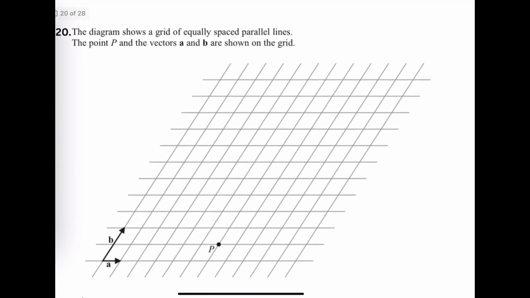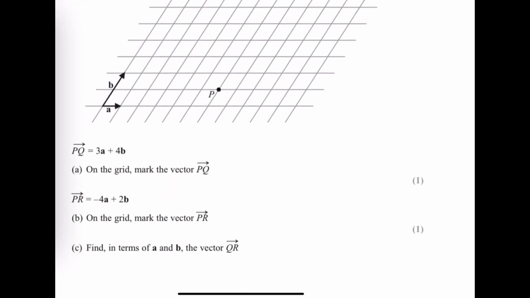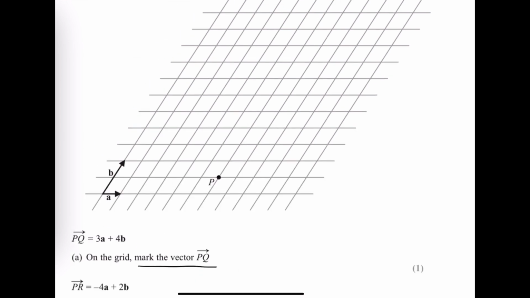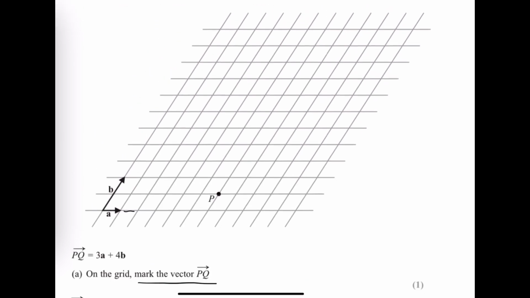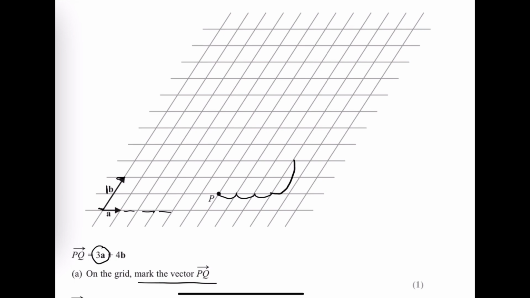Okay, so question 20. The diagram shows a grid of equally spaced parallel lines, and the point P and vectors A, B are shown on the grid. So PQ over here, that is 3A plus 4B. So on the grid, mark the vector PQ. We can see over here 1 is A, it's just 1 going, but every 2 over here is equal to 1B. So we do 1, 2, 3, because it's 3A, then do 4B, but it's actually in jumps of 2, so 1, 2, 3, 4. And then we just join a line, so that will show it, and we'll also label this as Q.